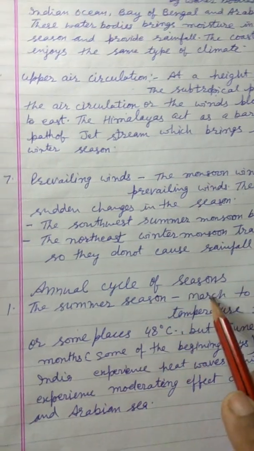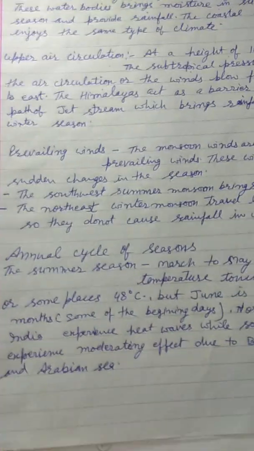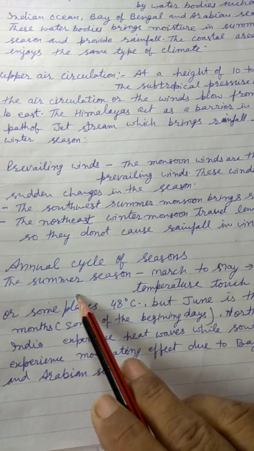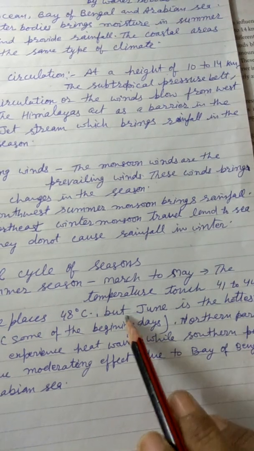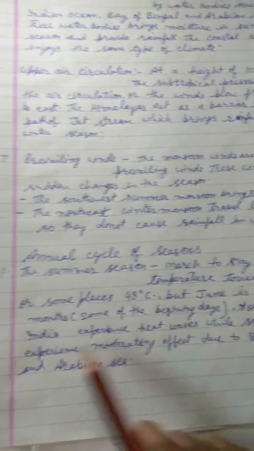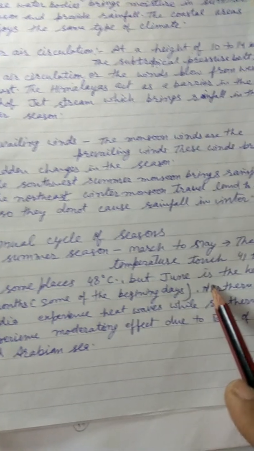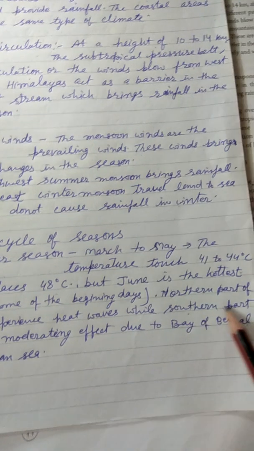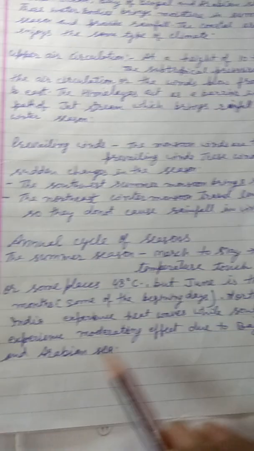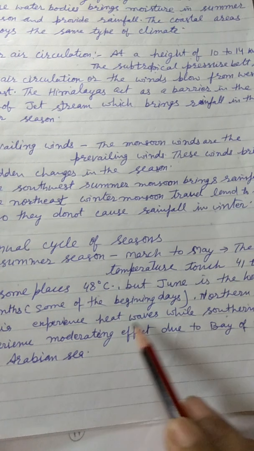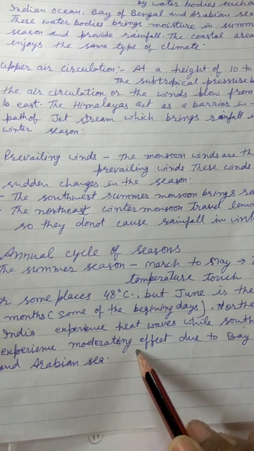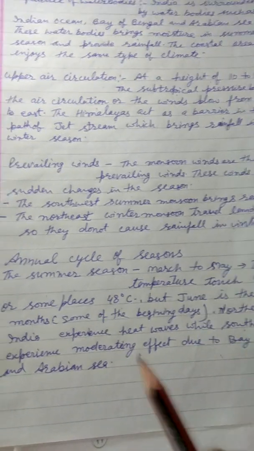Now here are the seasons in our country according to the monsoon type. First is the summer season, March to May. The temperature is 41 to 45 degrees, nearly 48 degrees in some places in June. The northern part of India experiences heat waves, while the southern part experiences a moderate climate because of the Bay of Bengal and Arabian Sea.